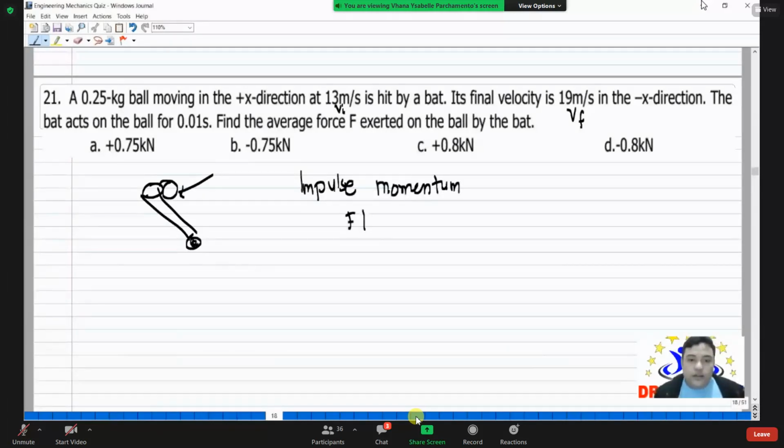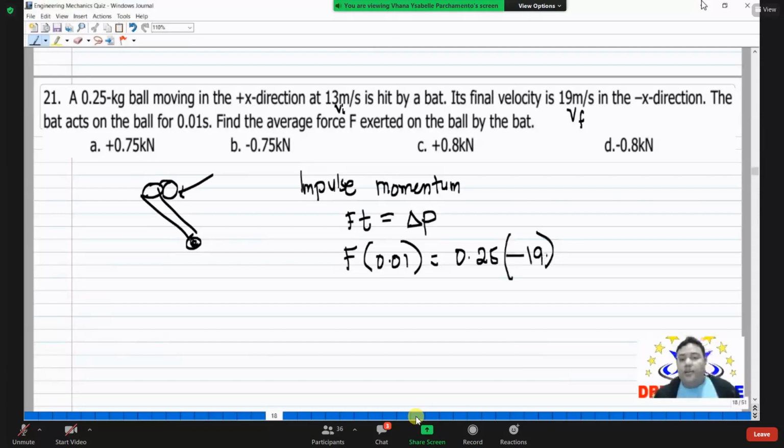So, wherein impulse, Ft, is equal to the change in momentum. So, ano naman to, hindi naman siya nag-stick. So, therefore, mv minus mv lang to. So, that is F multiplied by yung time natin, which is 0.01. That is equal to the mass of the ball. So, that is 0.25 times yung ating velocity, final velocity, negative 19.